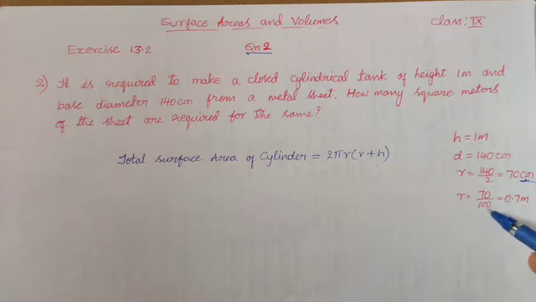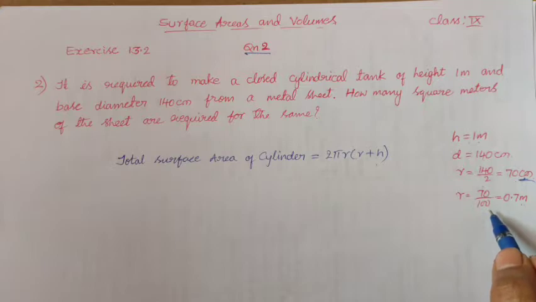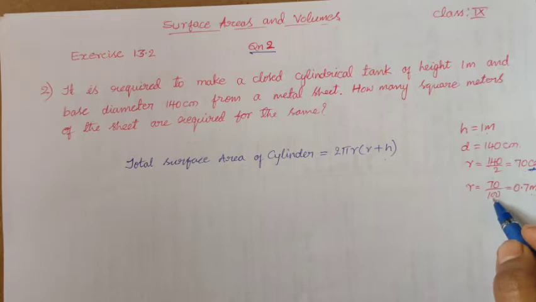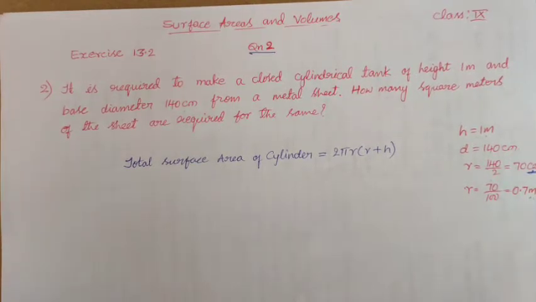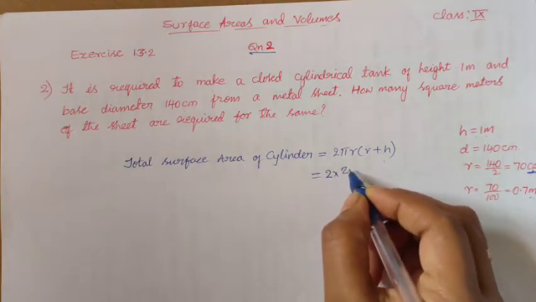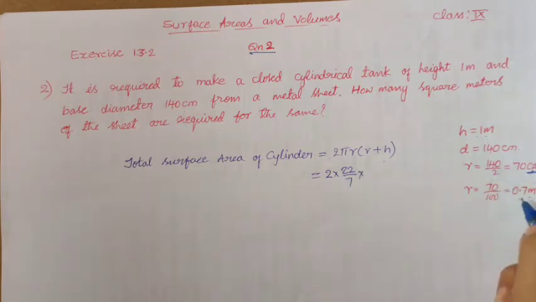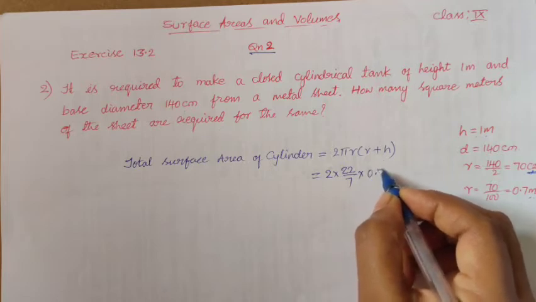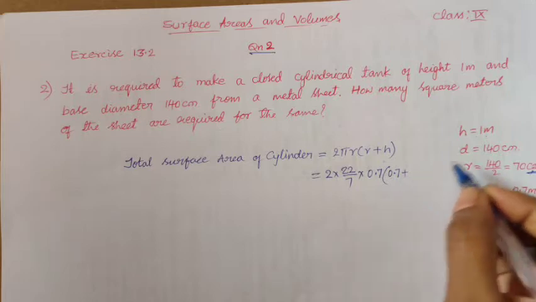So you can divide by 100, because 1 meter is equal to how many centimeters? 100 centimeters. That's why you can divide by 100, you get the meter. So 70 by 100 is equal to what? 0.7 meter. Now substitute the values. Pi is a constant, the constant value will be what? 22 by 7, and r is 0.7, so write 0.7, and r is 0.7 plus h is how much?